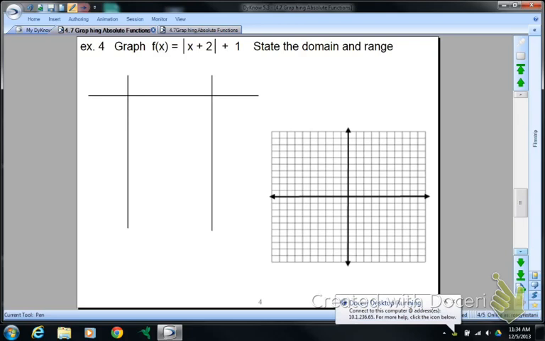Now in example 4, it's f of x is the absolute value of x plus 2, plus 1. Now that plus 1 is outside the absolute value. That's going to do something a little different to this V. So how do we find the vertex? First thing we do is take what's inside the absolute value and put it equal to 0. So we take the x plus 2 and put it equal to 0. So it's -2.